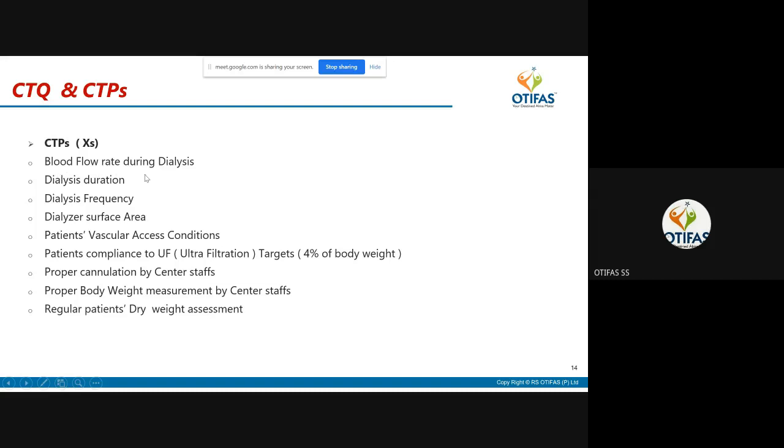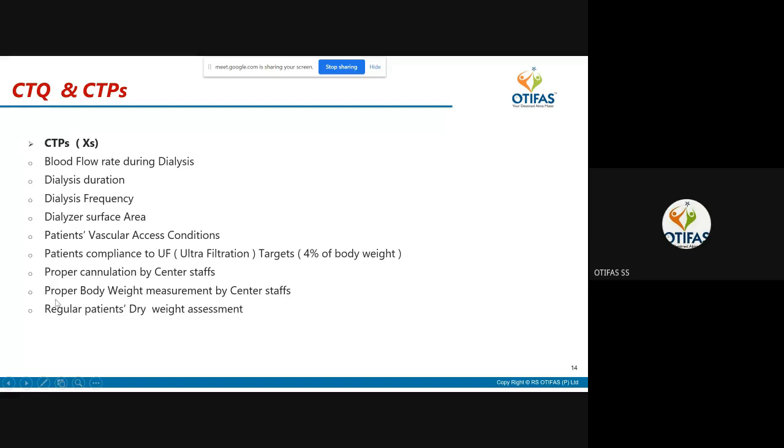Now, the blood flow rate is one reason. Dialysis duration is one reason. Dialysis frequency is one reason. Dialysis surface area is one reason that they have to find. Then the patient's vascular access condition is one reason. The patient's compliance to UF is one reason. Proper cannulation by center staff. Proper body weight measurements by center staff. Regular patient lab tests. They found that these are the causes: if you are not following these properly, then it can affect our dialysis adequacy.